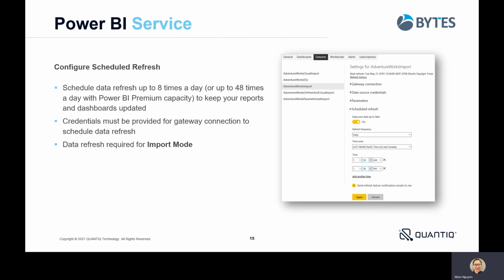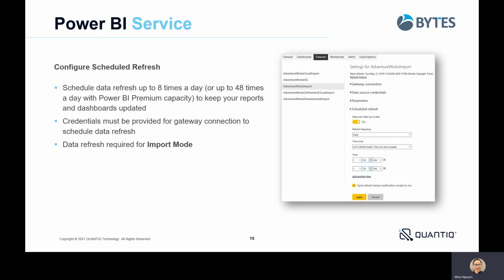And finally, from Power BI service, you can also configure the schedule refresh. So schedule data refresh, you can do it up to 8 times a day, or 48 times a day if you have a Power BI Premium capacity, so that all of your reports and dashboards are always updated. And of course, credentials must be provided for gateway connection to schedule data refresh.